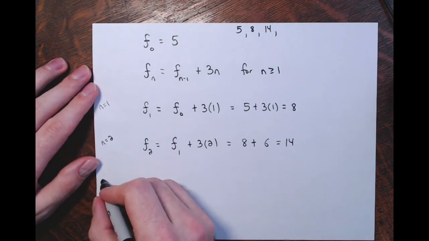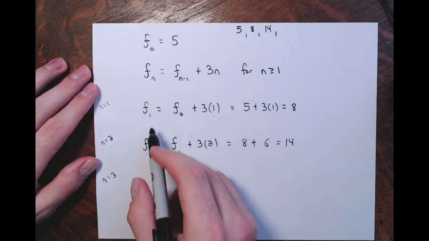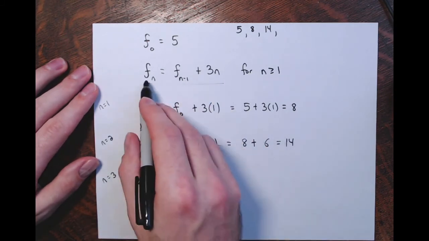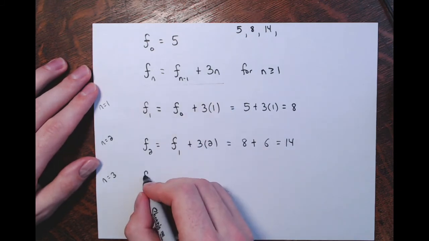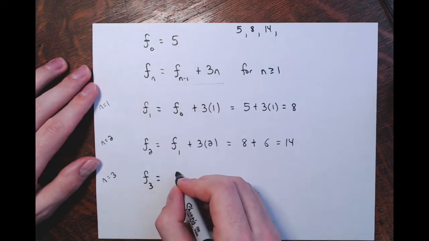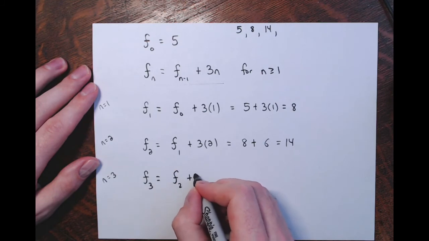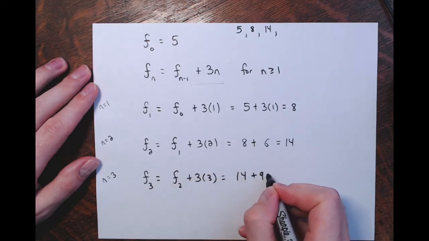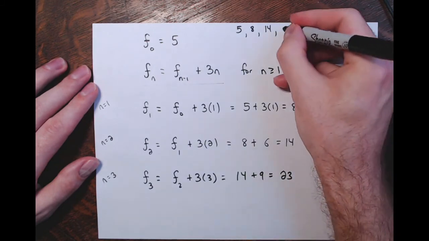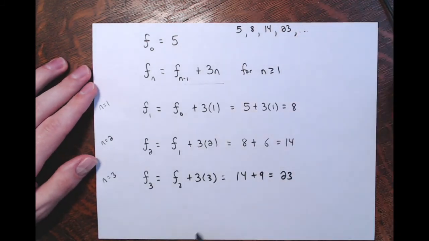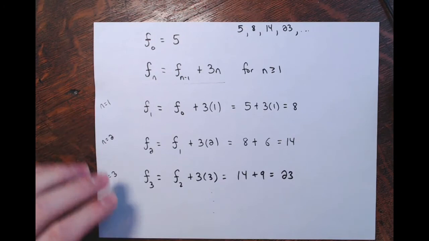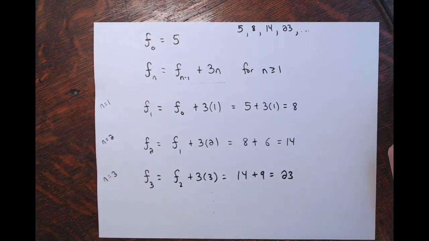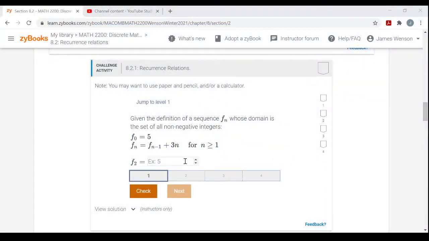And then I'll do one more. N equals 3. So again, just go through the rule. Replace all the n's with 3. f3 would be equal to f2 plus 3 times 3. So 14 plus 9, or 23. And again, I could do that all day long. I could do that forever. And then back here in the challenge, they wanted f2. They wanted that third term, which was 14.